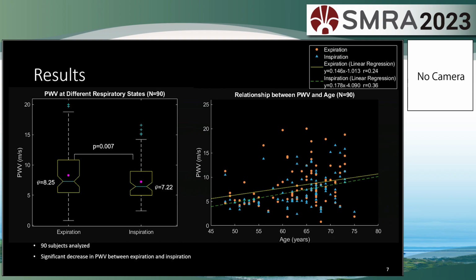So in these 90 subjects we noticed a significant decrease in mean pulse wave velocity between expiration and inspiration of around 14%. And when comparing across age, we saw that pulse wave velocity generally increases with age, indicating increased arterial stiffness. We also see that pulse wave velocity calculated in expiration remains consistently higher than pulse wave velocity in inspiration.